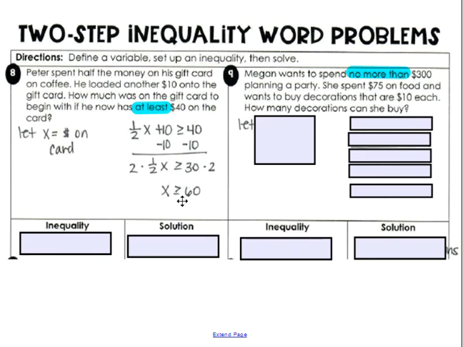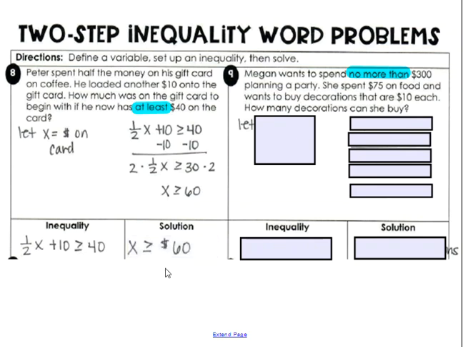So that's our solution. Now, just to bring this back to summary, our inequality we came up with first, 1/2 X plus 10 is greater than or equal to 40, and we solved it. We came up with a value that needs to be at least $60. So that's this first one. It's a little trickier when you have something in context. You've got to work with an inequality now.